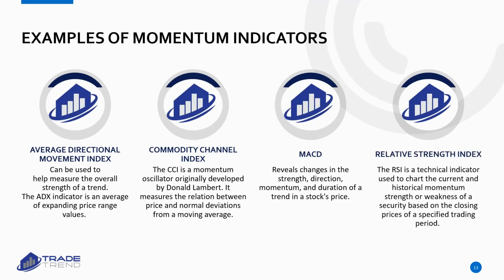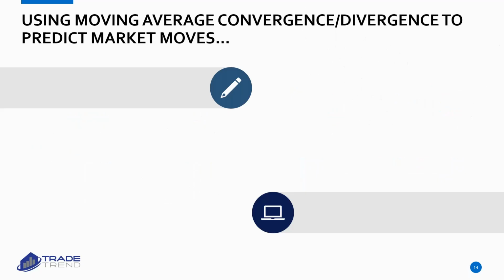And lastly, but not least, we have the relative strength index, or the RSI. And this is a momentum indicator. It's often used as an overbought or oversold indicator by a lot of traders. But it basically shows us the strength or weakness of a security based on the closing prices over a specified trading period. So let's focus in on one of these in particular that really does an incredible job at predicting market momentum shifts, not just showing us lagging data, and that is the MACD. So this stands for Moving Average Convergence Divergence. And I'm going to show you here in just a second how we can use it to predict market moves.